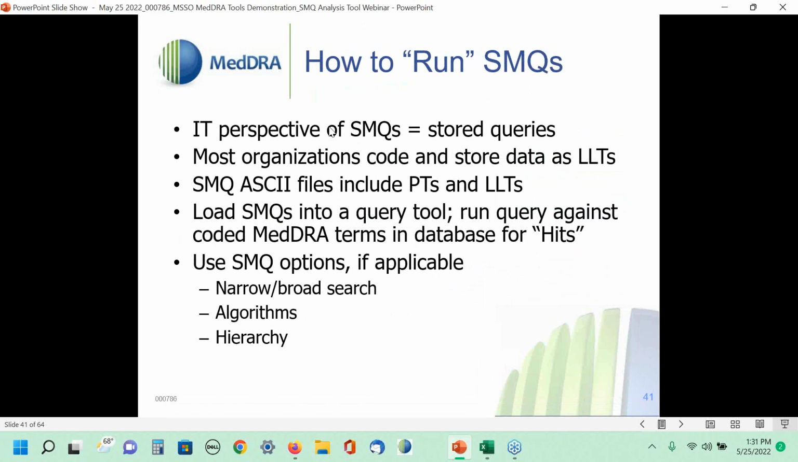So when we run SMQs, what are we doing? From an IT or information technology perspective, an SMQ is nothing more than a stored query. Most of you code and store your data as LLTs. The SMQ files that we provide you with each release contain PTs with their subordinate LLTs. And what you do is to load SMQs into a query tool. You run that against MedDRA coded data and you look for hits. We're going to show you how the SMQ Analysis Tool works, because in fact, it's our gift to you as a usable query tool. But also remember, in figuring out what aspects of a particular SMQ to use, you need to make decisions about whether you're interested in a narrow search, a broad search, whether you might be better served by using an algorithmic SMQ or a hierarchical SMQ.